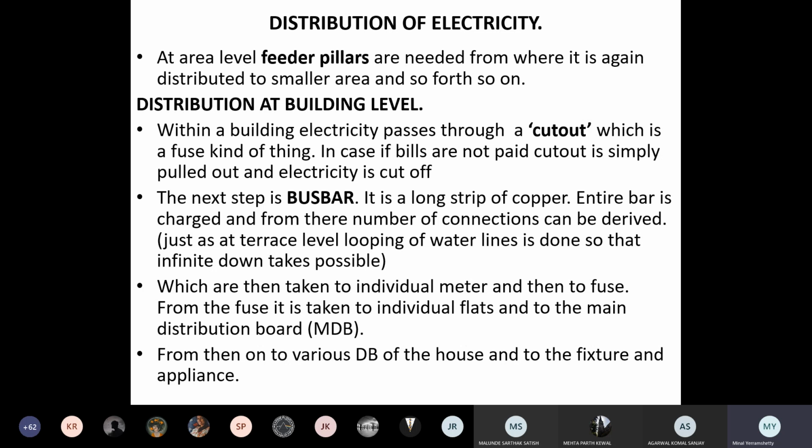That is why the bus bar comes into the picture. If you read, the next step in the line is the bus bar. The bus bar is a long strip of copper. The entire bar is charged. So it's not just one, guys.